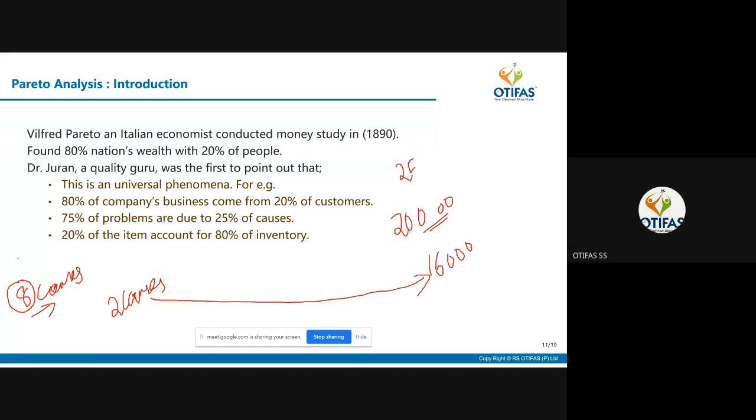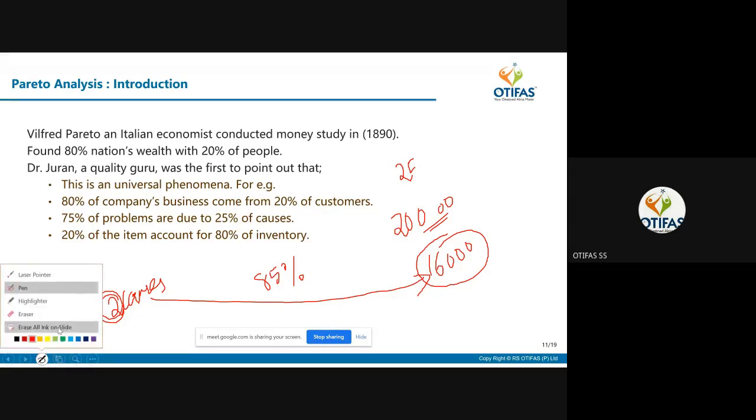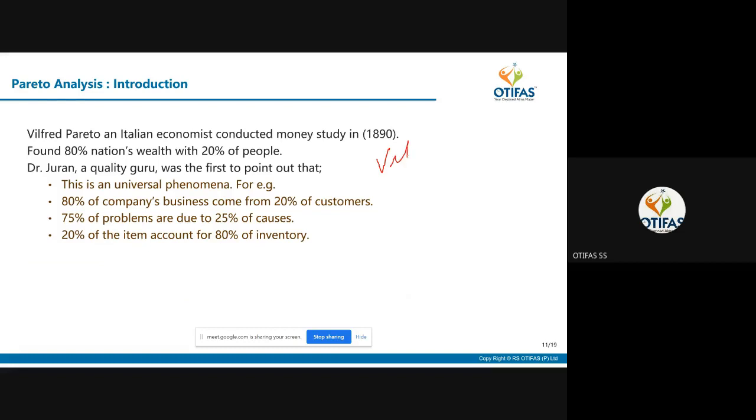Now, what should you do then? Why are you doing Pareto analysis? Instead of focusing on all 8, you will focus on these 2 first. If you remove these 2 causes, you can remove 85% of your problem. This is why we do Pareto analysis. Rather than putting our energy, resources, time and money on non-serious things, focus on serious things. Juran said this. Juran didn't say serious and non-serious. He said vital few and useful many. Juran mentioned this 20% as vital.